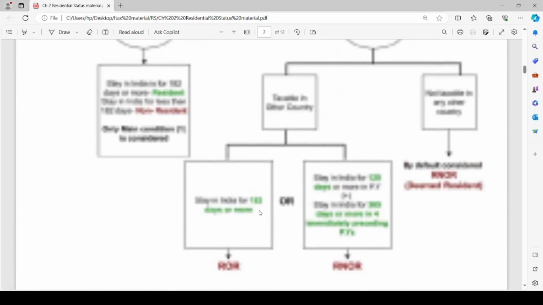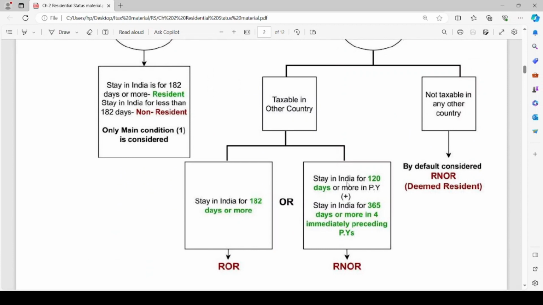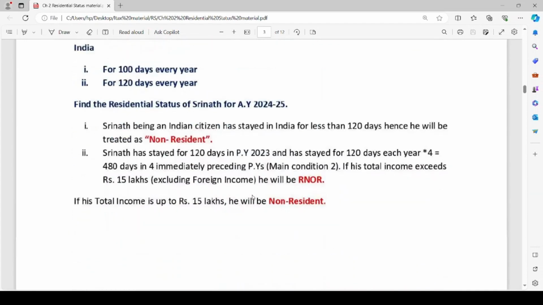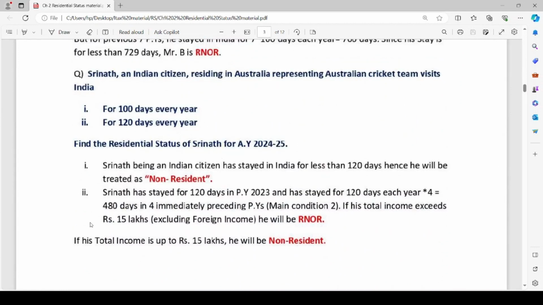Here, what does the condition say? The stay in India for 120 days or more in previous year and the period of stay in India for 365 days or more in 4 immediately preceding previous years. If this condition is satisfied, he will be treated as RNOR. Since he has stayed in India for 120 days in the previous year 2023-24 and 480 days in 4 immediately preceding previous years, Srinath is treated as RNOR.